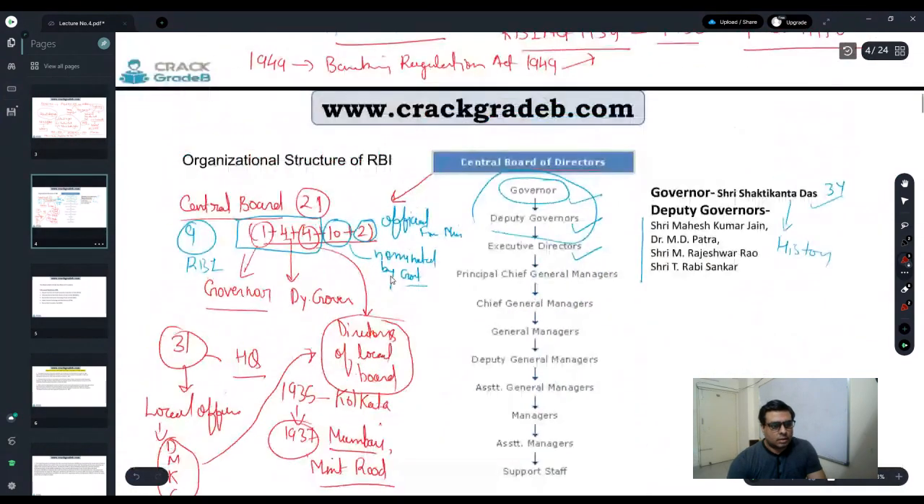So the RBI's organizational structure is like that. At the top of RBI's structure is the Central Board of Directors.